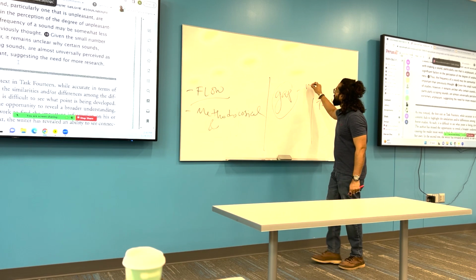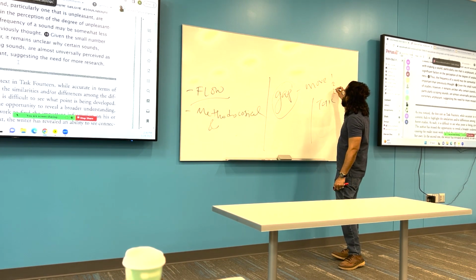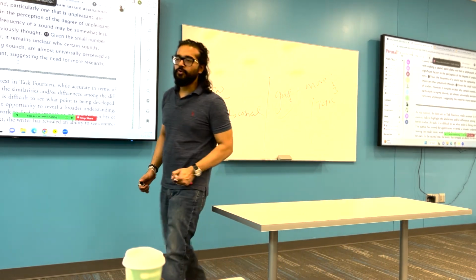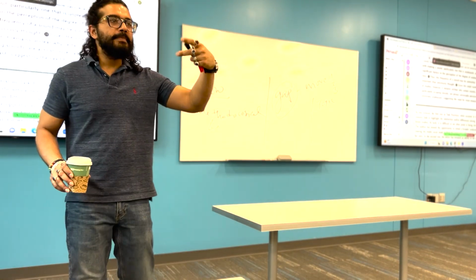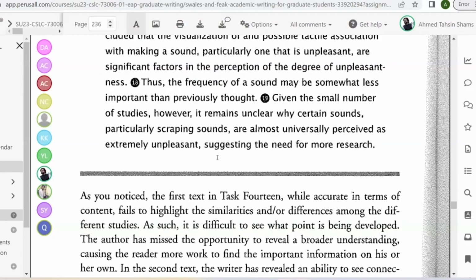Now this is called... so there are three moves. There are three moves in introduction or literature review. Sometimes introduction and literature review are blended. I also said that in the earlier class. So what are the three moves? The first, you situate the background. The second, you mention the gap. And the third move is how my paper will fill up this gap.